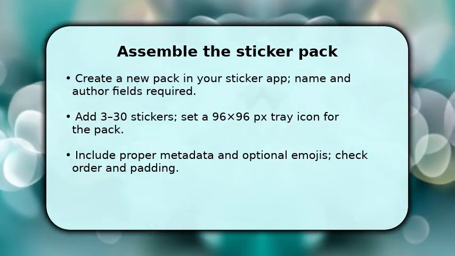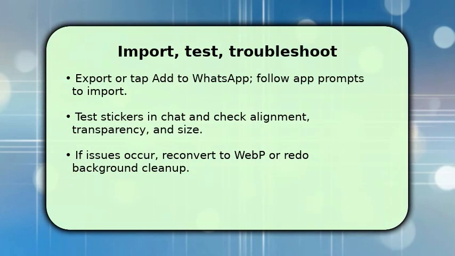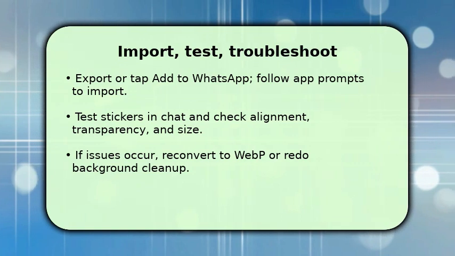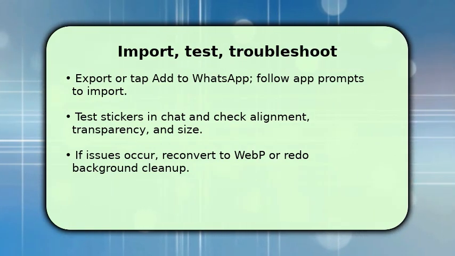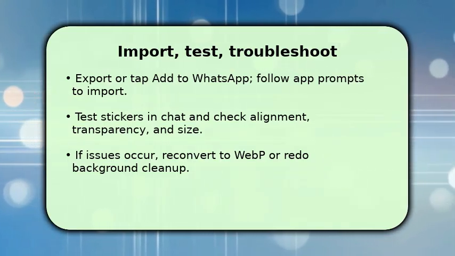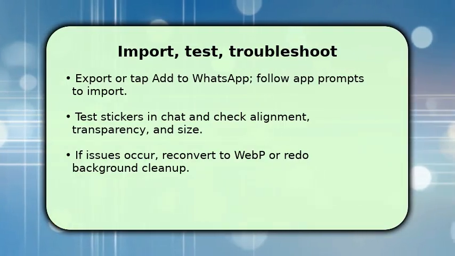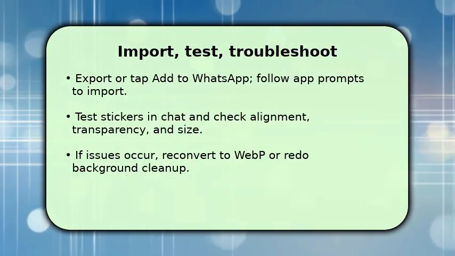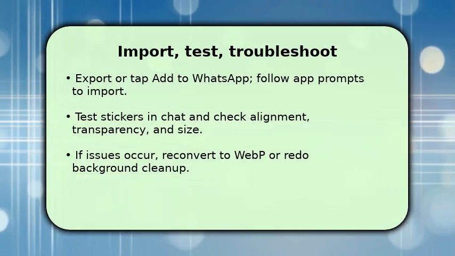Finally, import the pack into WhatsApp by using the Sticker Maker's Add to WhatsApp function or by installing your exported pack file. Once imported, open a chat and send every sticker to confirm alignment, transparency, and visual quality. If a sticker looks cropped or shows a background, reconvert that image to WebP and reapply a tighter mask. If files exceed size limits, compress slightly while preserving quality. That single troubleshooting tip.